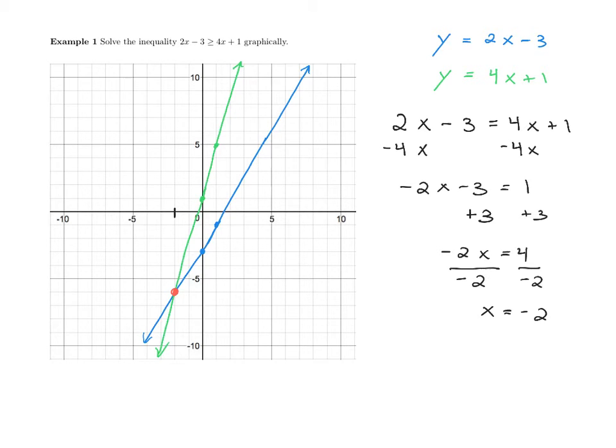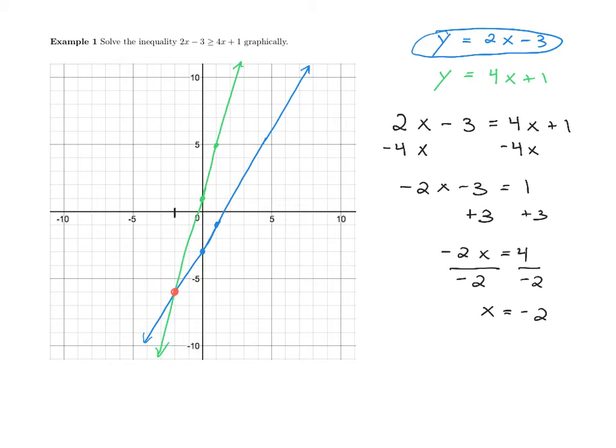So my sketch wasn't so bad. But the actual question is, where is 2x minus 3 greater than or equal to 4x plus 1? So like, where is it above the other equation? If you want to do this graphically, here we called y is equal to 2x minus 3. That's the blue line. I want to know where the blue line is above the green line. It's actually easy to see on the picture.